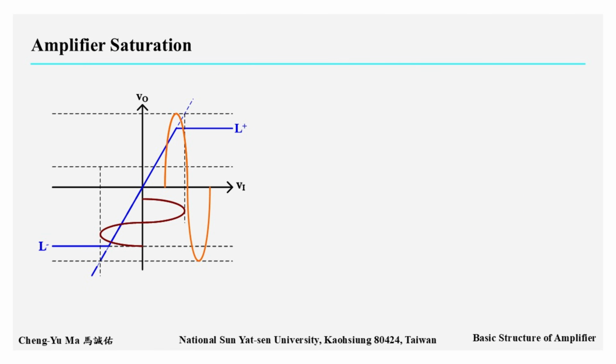If the amplitude of the input signal continues to increase to the dark brown curve, the maximum amplitude of the input voltage exceeds L+/Av and L-/Av. Ideally, the output voltage should be as shown by the orange curve.